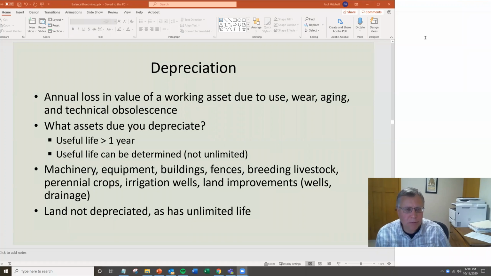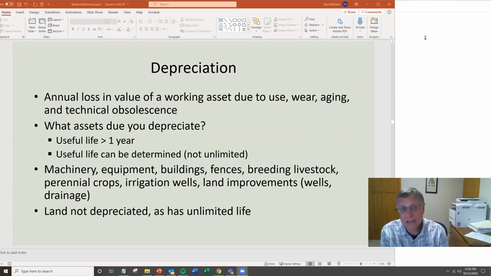Welcome. This is part 3 on the farm balance sheet. In this section, we're going to talk about depreciation, what it is, and how to do it for straight line and declining balance. Depreciation is the annual loss in value of working assets due to their use, their wear and tear, their aging, and just technical obsolescence, when they become out of date.